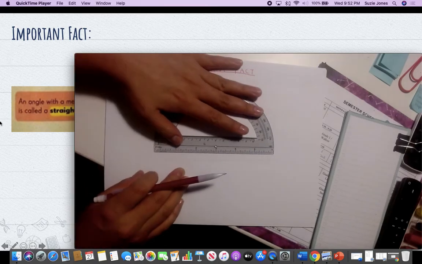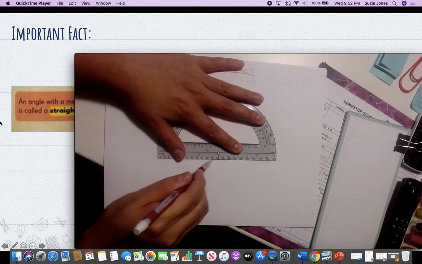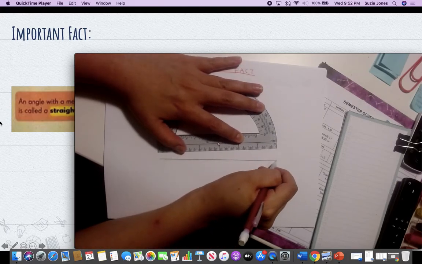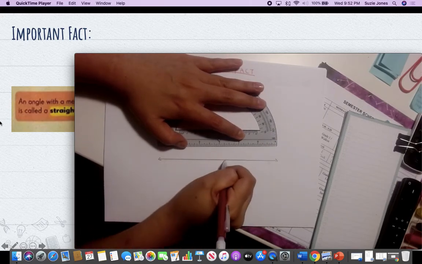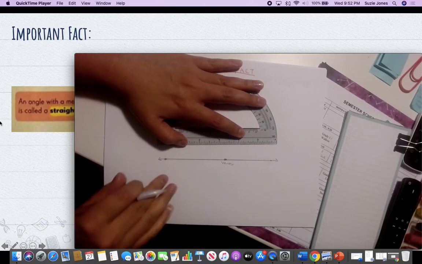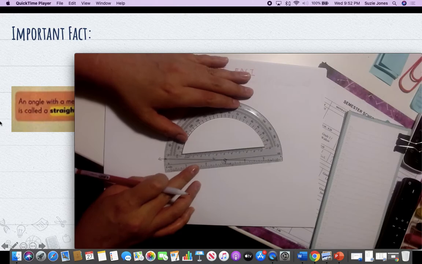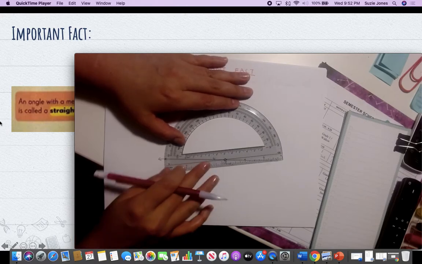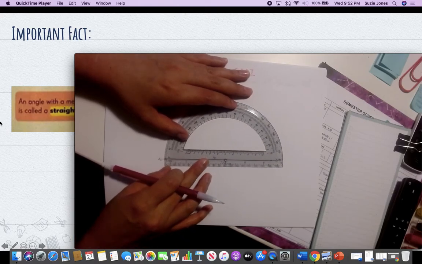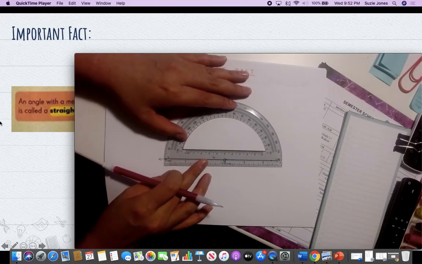Let's say I'm going to draw my line here. My vertex, and then one point and another point there. Okay, and so if I line this up here with my vertex inside my center, and making sure my baseline is lined up correctly with the horizontal line I drew, that looks good.